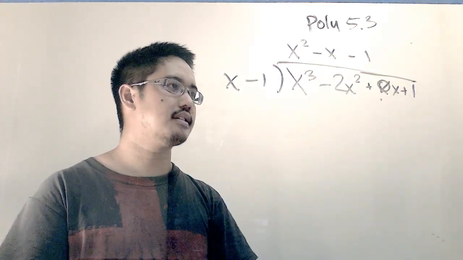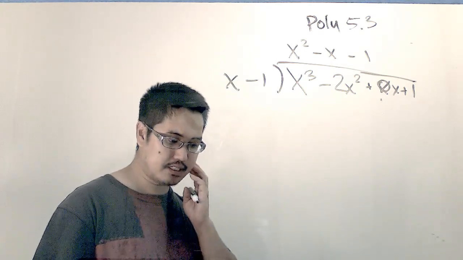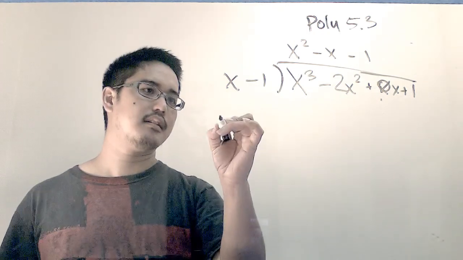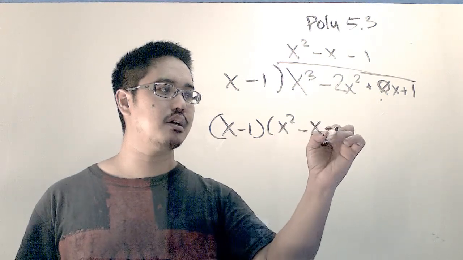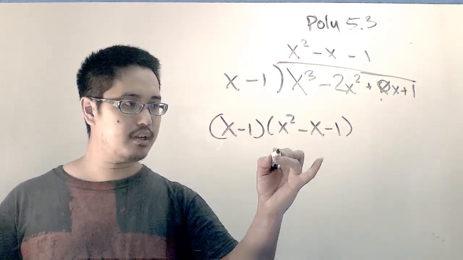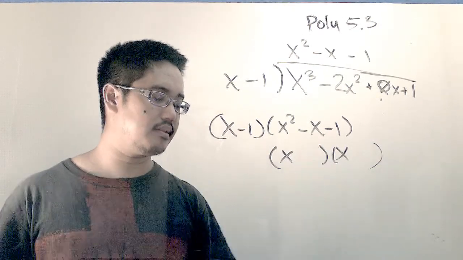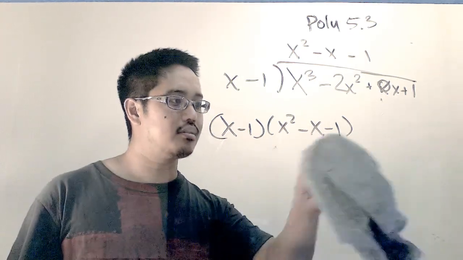Can I factor this? I don't necessarily know. I don't actually think I can. x minus 1 times x squared minus x minus 1. Can I break that down? What times what gives me negative 1 and adds up to be negative 1? Nothing. I'm in trouble there.